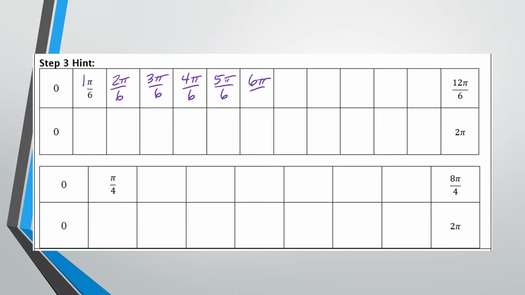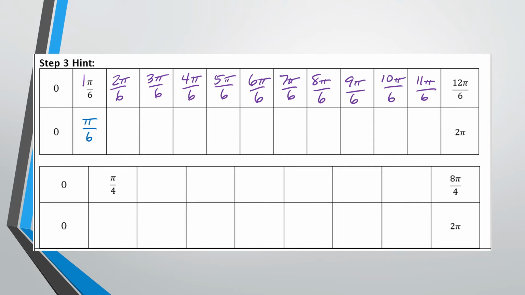So now I'm at 6 pi over 6, and then 7 pi, 8 pi, 9, 10, 11, and then 12 is already typed there for you. Now these are not the final answers that you're going to leave because some of them can be reduced. So what I'm going to do now underneath the purple ones is write in blue what they are as their reduced fractions. So 1 pi over 6 doesn't reduce.